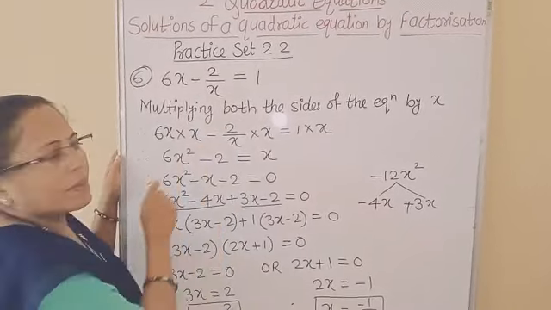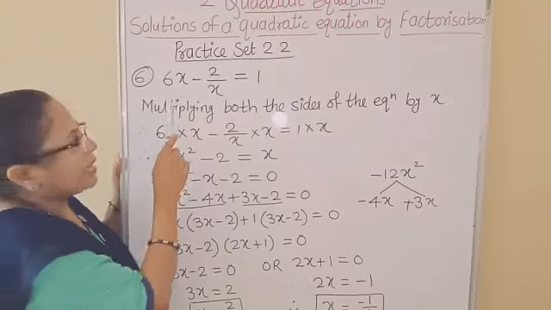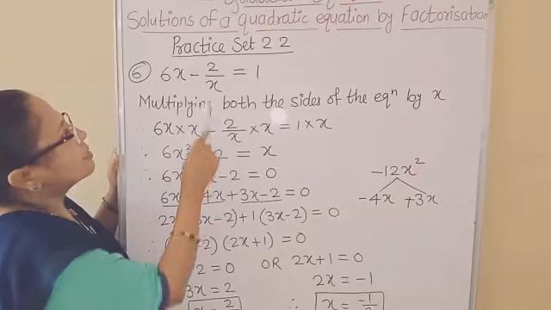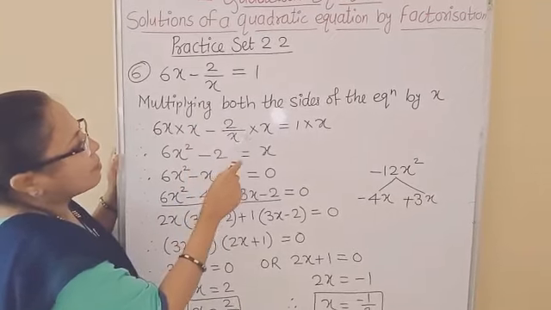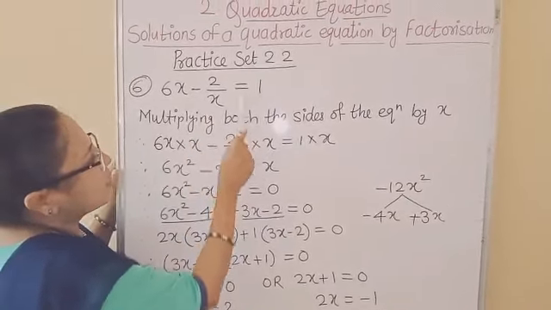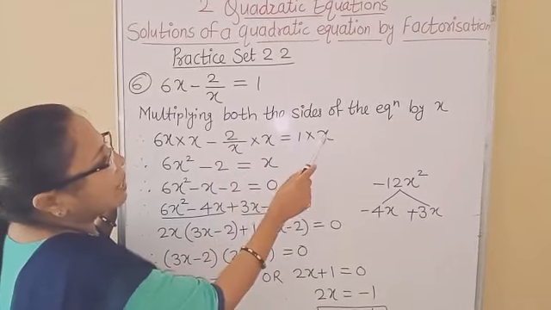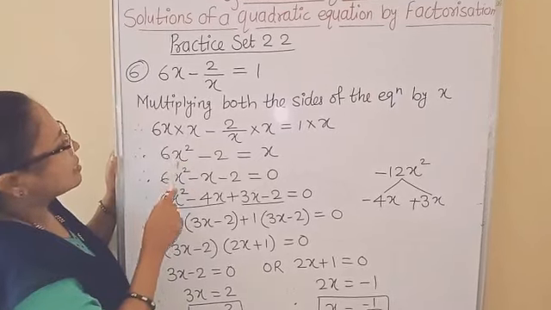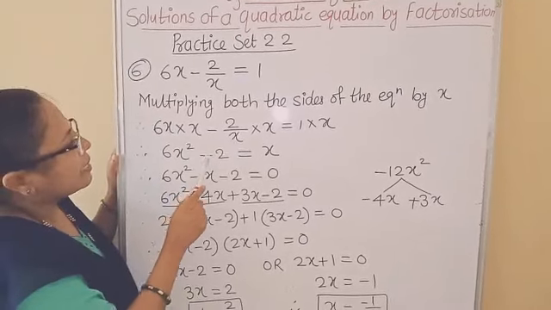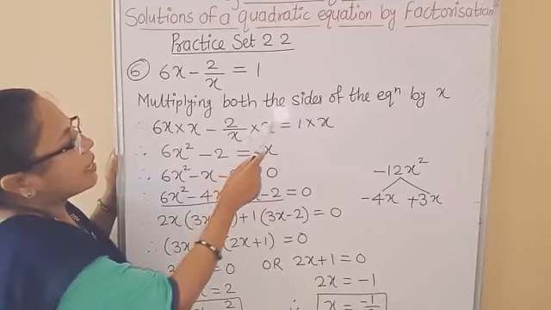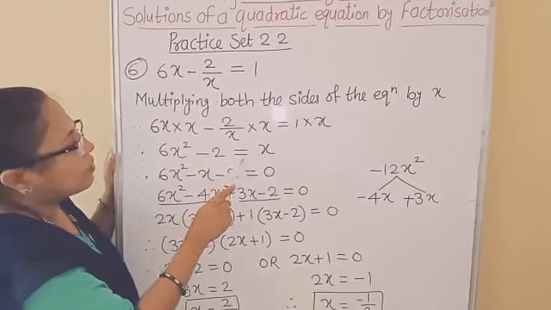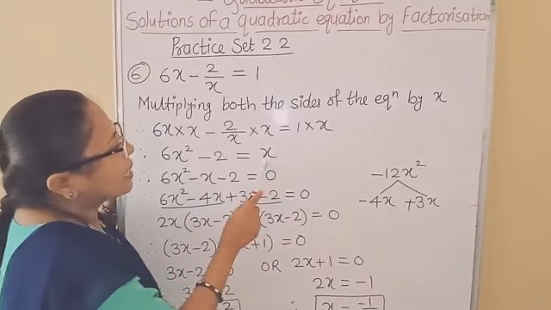Multiplying both the sides of the equation by x. So, each term we have to multiply by x. First term 6x multiplied by x minus 2 upon x multiplied by x equal to 1 multiplied by x. So, 6x into x, 6x square minus 2 upon x into x. This x gets cancelled and we will get only 2 equal to 1 into x, x.